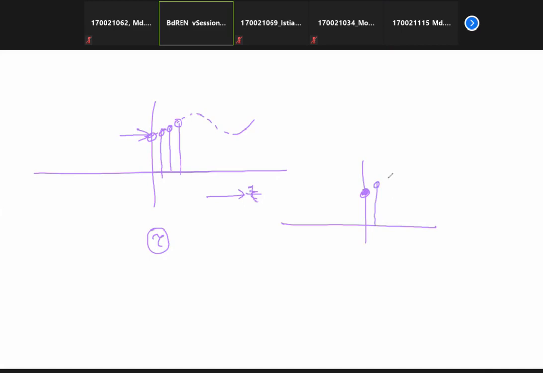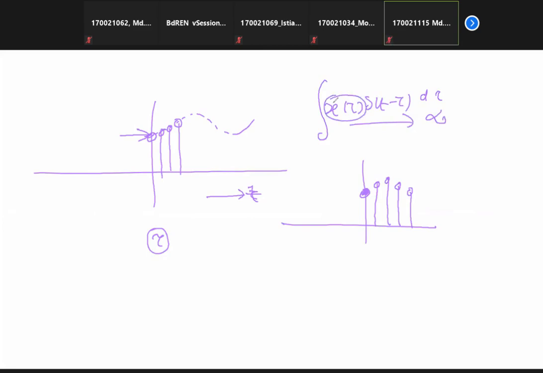Tau equal to tau 2, another value. Tau equal to tau 3, another value. Tau equal to tau 3. Because you have to integrate. The reason is what? If you simply multiply your x tau with delta t minus tau, the amplitude is infinity. But if you integrate it, then this will give you the value of tau, x tau. That's why you have to integrate, isn't it?